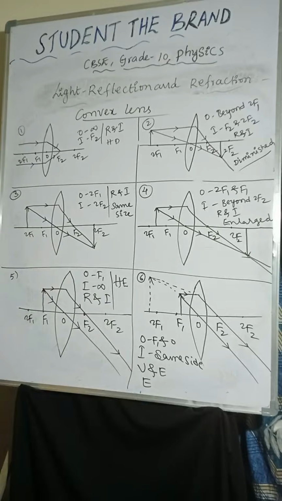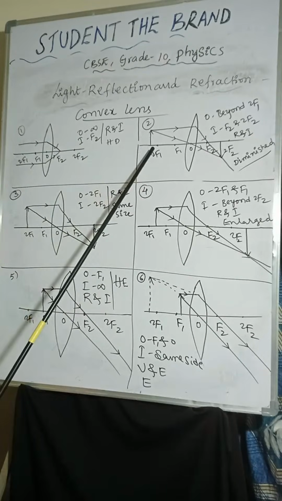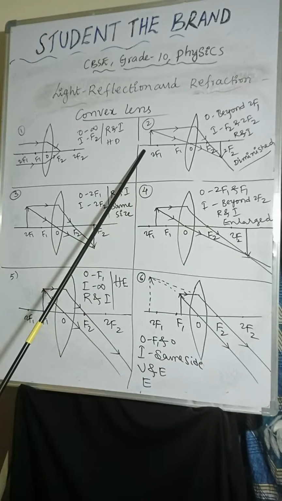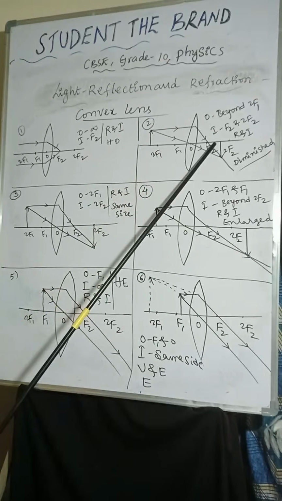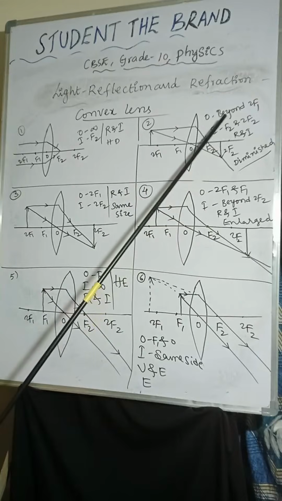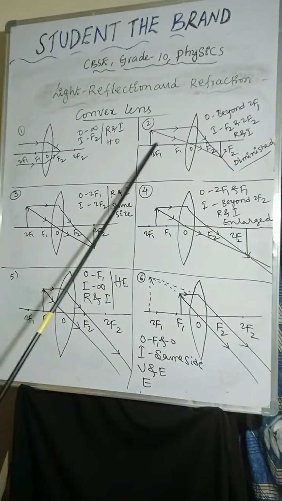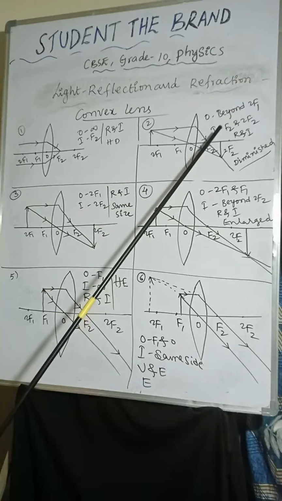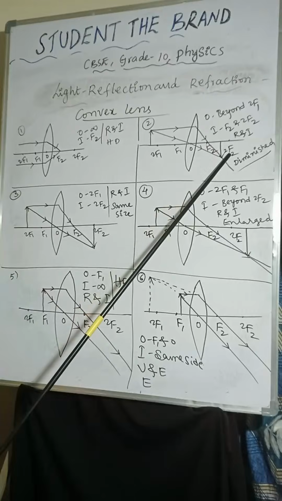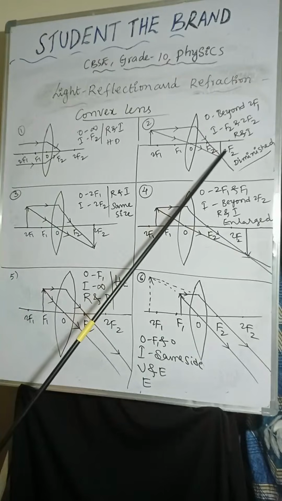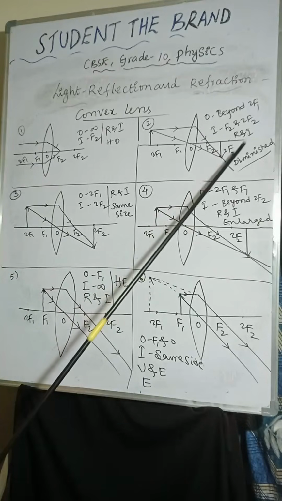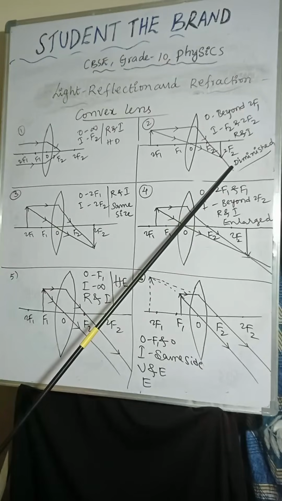Next, object is placed here, second case. This is second case. Object is placed beyond 2F1. So image is forming between F2 and 2F2. So this object, here is the image. Nature of the image is real and inverted and size of the image is diminished.